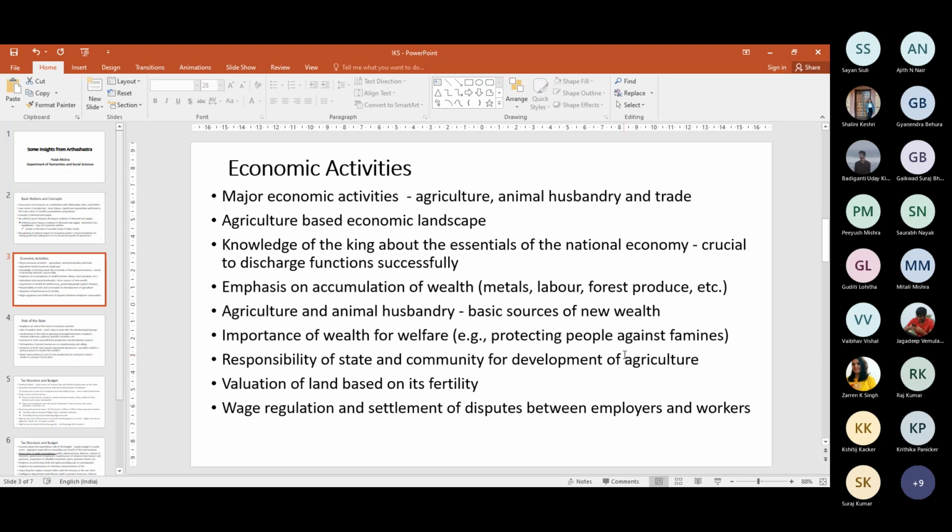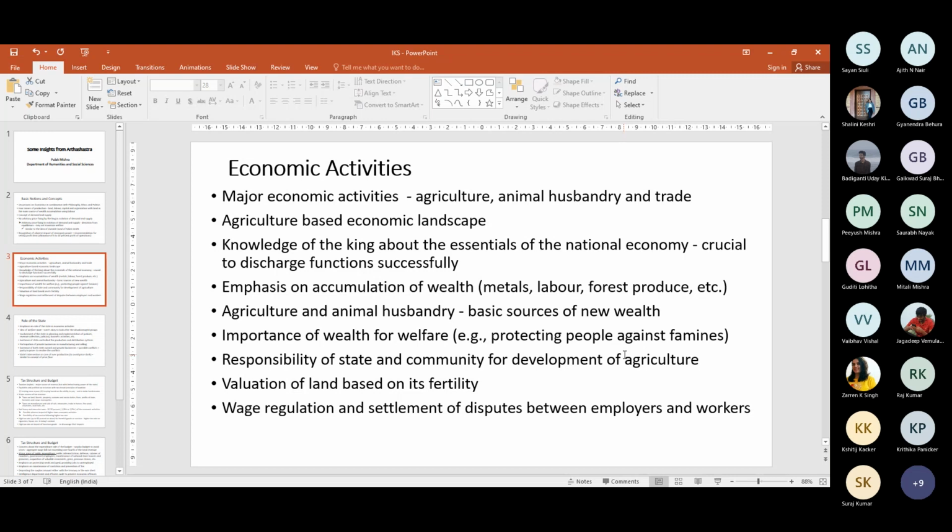And similar discussions we see in Arthashastra, where accumulation of wealth has been emphasized. Because it is realized that wealth accumulation would be very, very important for growth and welfare. And in the context of that period, basically protecting people against famines.